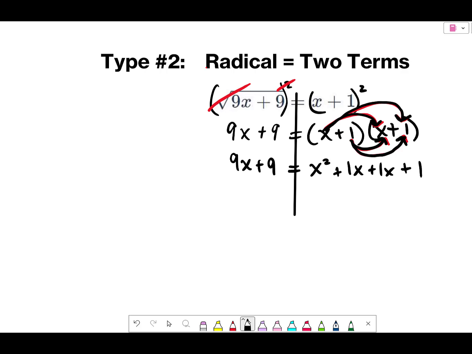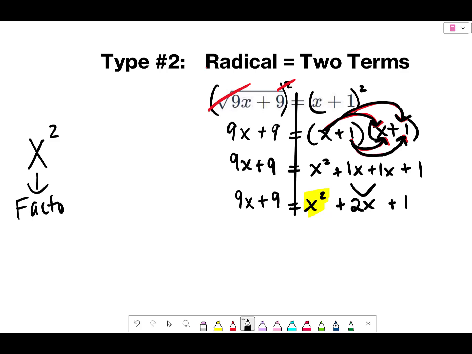Then we're going to combine like terms. I have 2x, and then bring down the other groups. Now, I see in this problem that I have an x squared, so I just want to highlight that. That is your hint. If you have an x squared, that means we're going to be going into a factoring problem, okay? Because x squared tells us it's a quadratic.